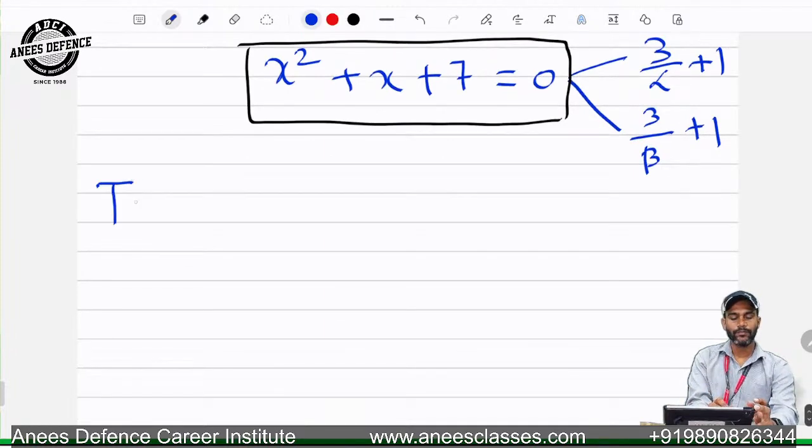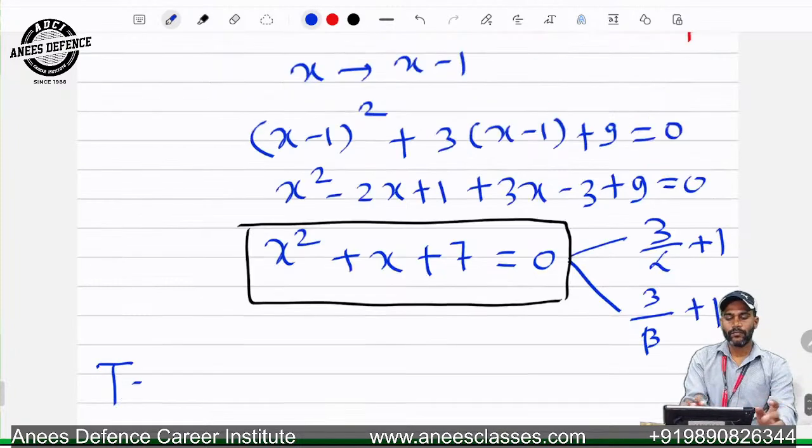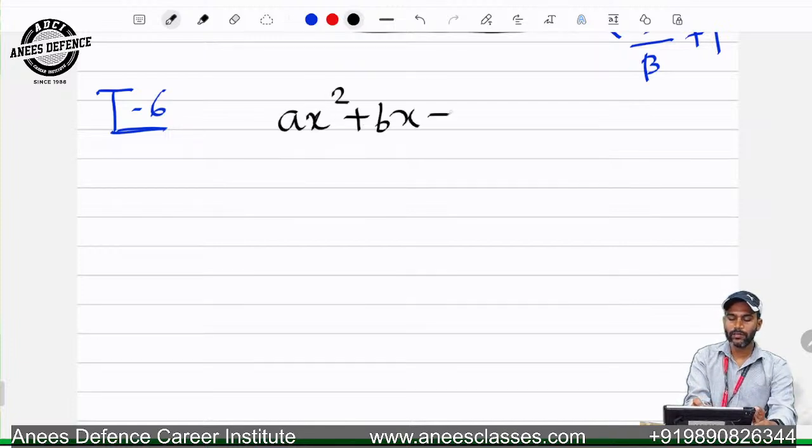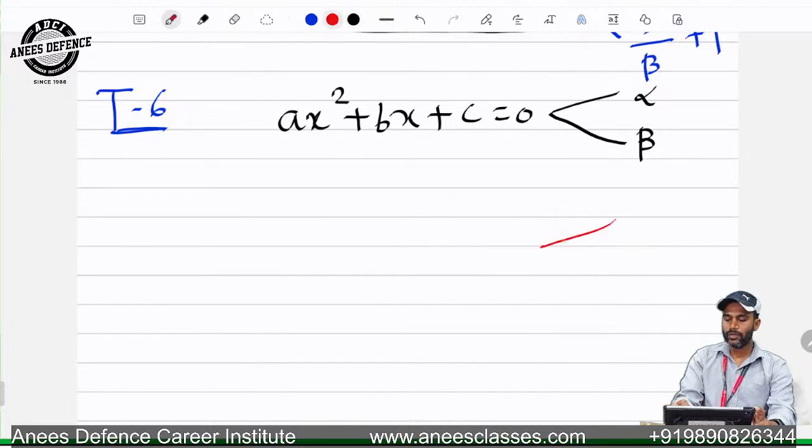Transformation number 6. Suppose we have equation ax square plus bx plus c is equal to 0, and roots are alpha and beta. And suppose we have to find out the equation of which roots are alpha raised to n and beta raised to n.